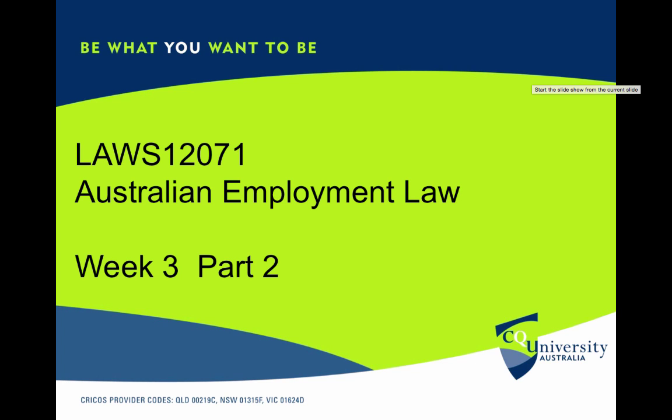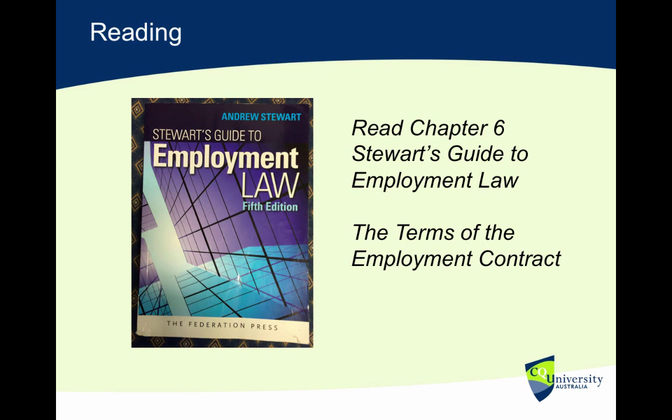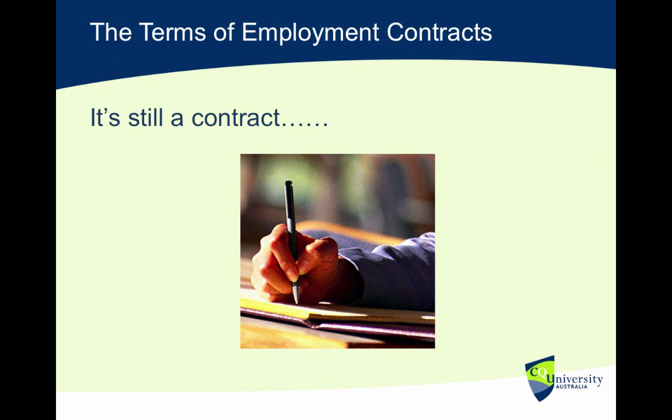Just picking up where I left off at the end of chapter 5 in the textbook and talking about some of the interesting points which come up in chapter 6 in our textbook, Stewart's Guide to Employment Law. This is the chapter which deals with the terms of the employment contract. So there's a little bit of overlap between this chapter and chapter 5. But on this occasion, we're talking about some of the terms that are going to appear in employment contracts.